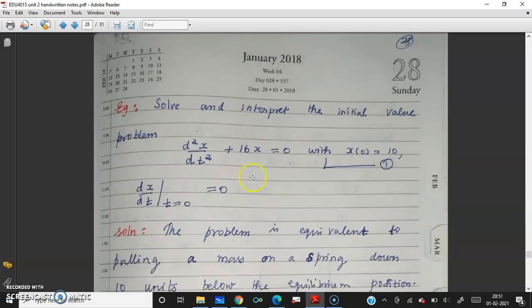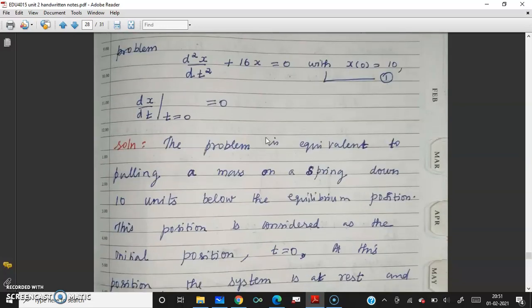Now we'll go to the question. Solve and interpret the initial value problem d square x by dt square plus 16x equal to 0 with the initial condition x of 0 is 10. One more initial condition is given: dx by dt at t equal to 0 is 0. Now we have to solve this, and moreover you have to interpret it using that periodic simple harmonic motion.